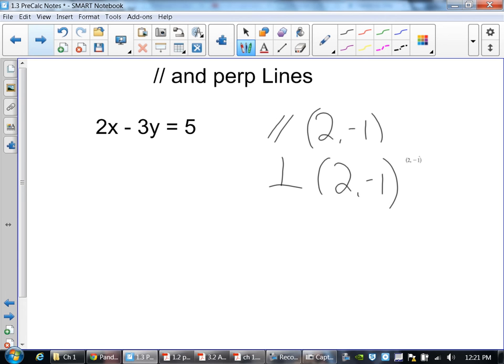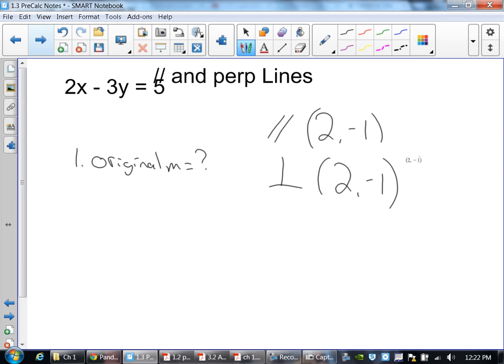When you do this, I always write this out a little bit longer than it needs to be, just because it forces you to watch what you're doing. First thing you want to do is find the original slope. Since this is written in what's called standard form, there's a couple of things I can do to find the slope. I can solve for y. So I get negative 3y is negative 2x plus 5, and divided by negative 3. So my slope is 2/3.